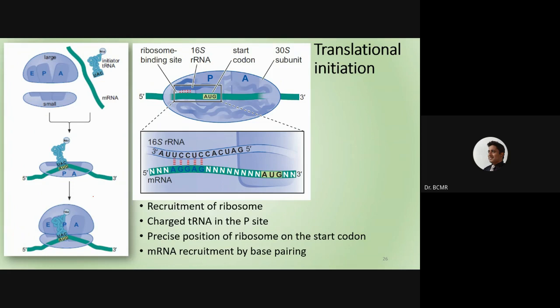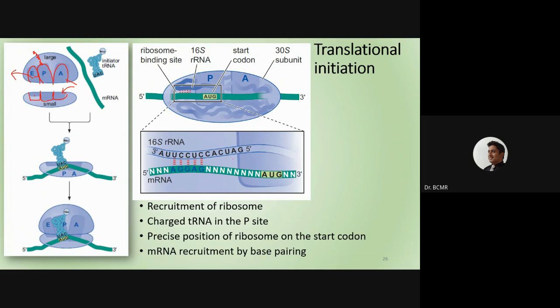So as I was discussing, the ribosome can be arbitrarily divided into three parts, which are called the A, P, and E sites. A is for aminoacyl tRNA, that is, the entry of tRNA happens here. This is the peptidyl tRNA site, where the growing polypeptide is usually held. And then you have the exit site, where the tRNA, once it comes here, leaves the ribosome.